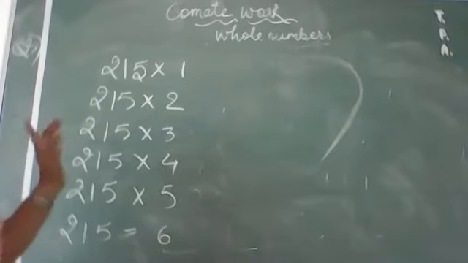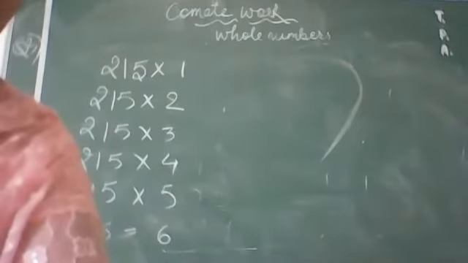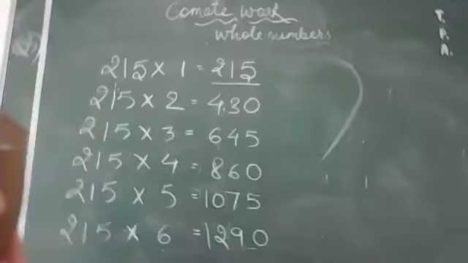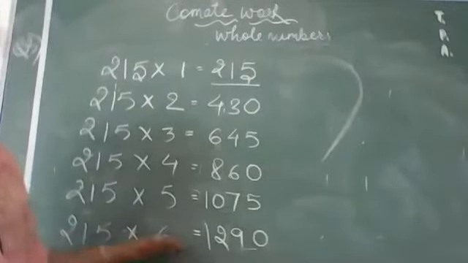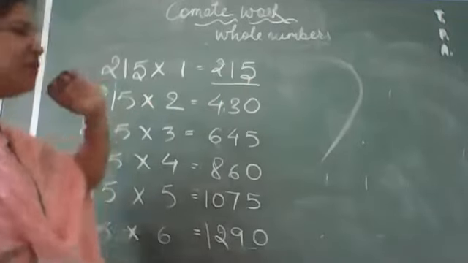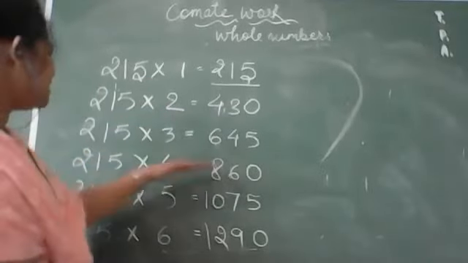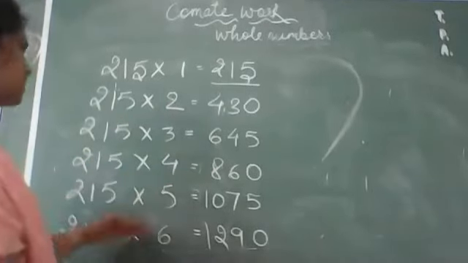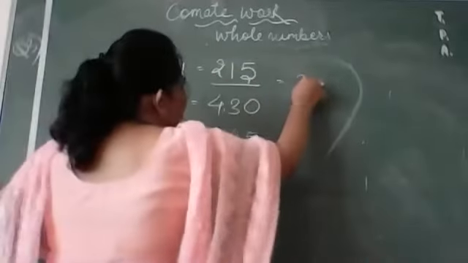Now let us discuss one by one. Start beginning from here only. Start writing multiplication, beta, and tell me what will come. Students, as you all can see, I have written the table till 6. Now 215 multiplied by 1, you are getting 215. Then 2 times 430, 3 times 645, 4 times 860, 5 times 1075, 6 times 1290. Now you can see this is a 3-digit number.